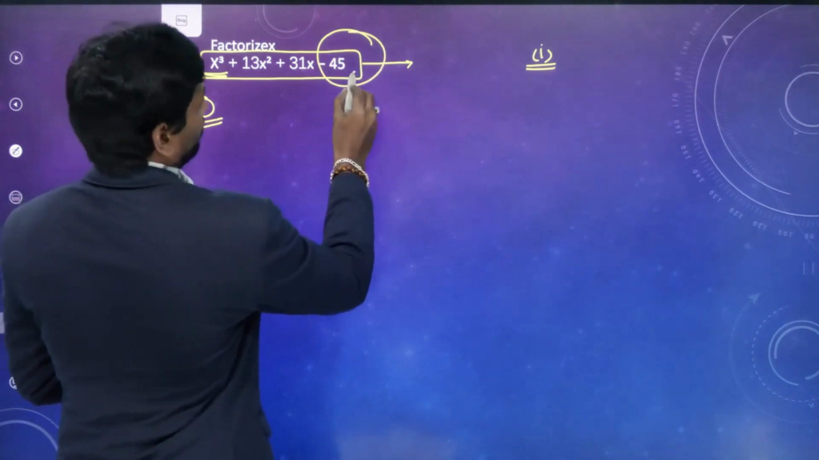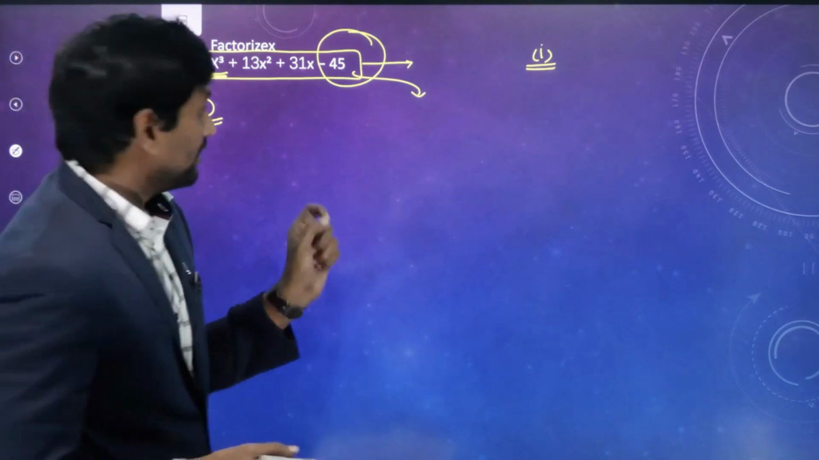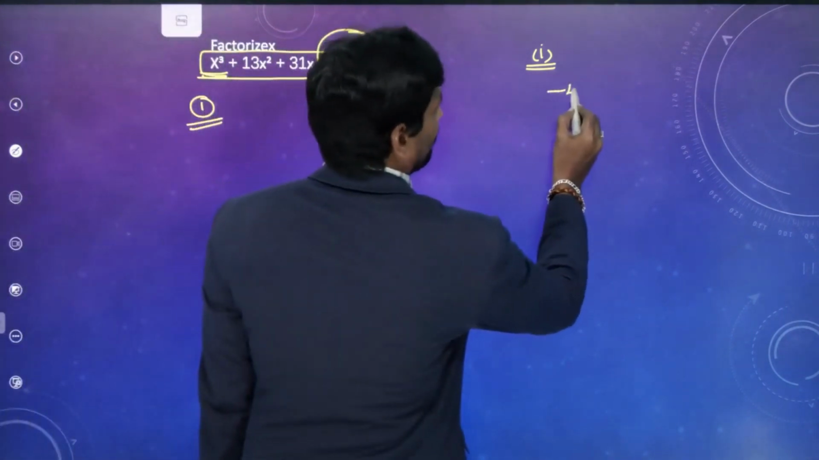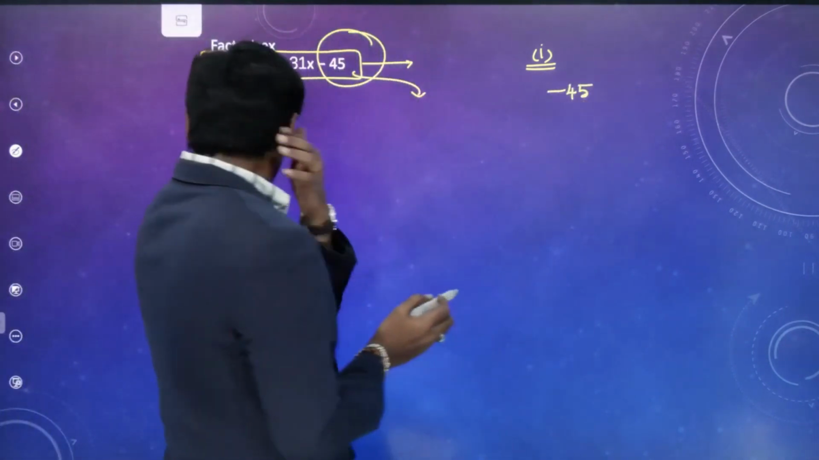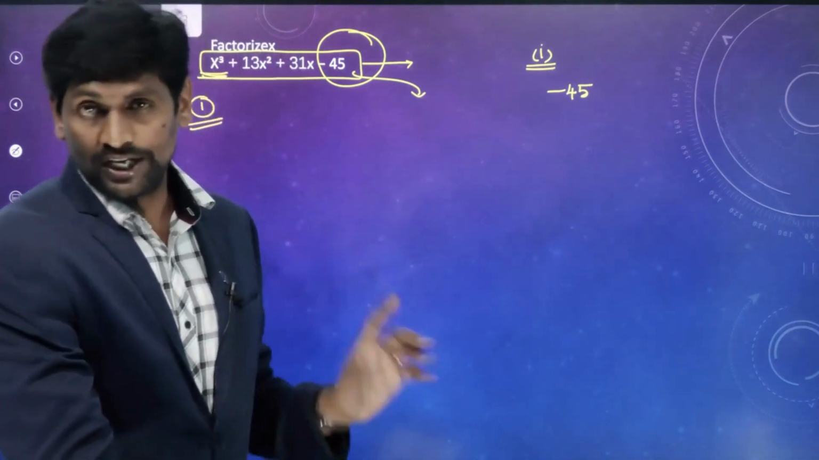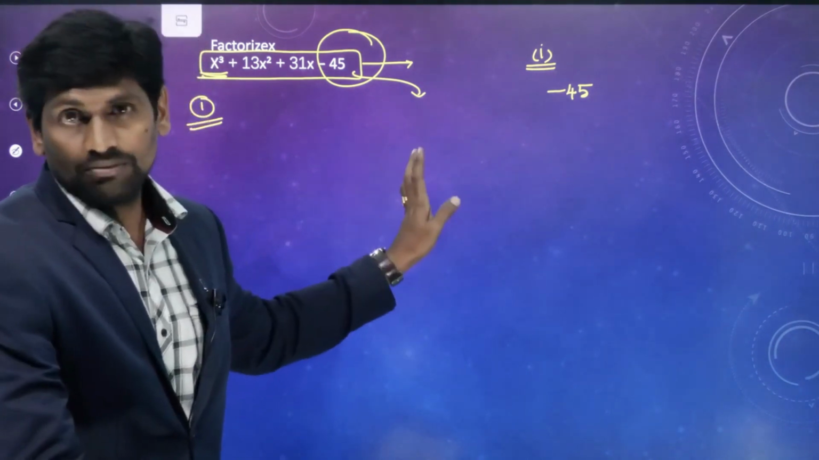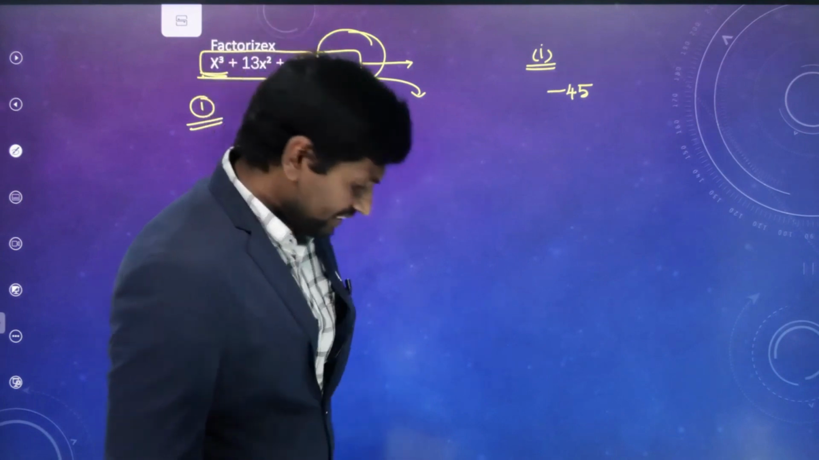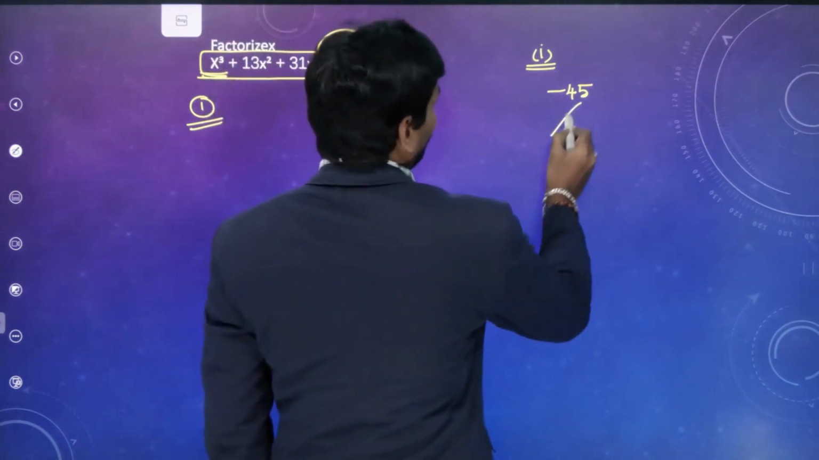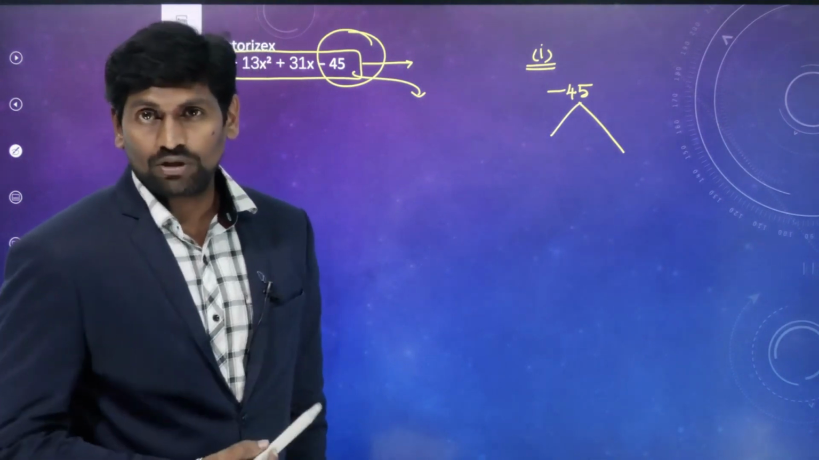From this cubic polynomial, what is the constant term? Here the constant term is minus 45. That means if you take a cubic polynomial or biquadratic polynomial, first of all we need to identify the constant term. Here the constant term is 45. Let us write all the possible factors of 45.